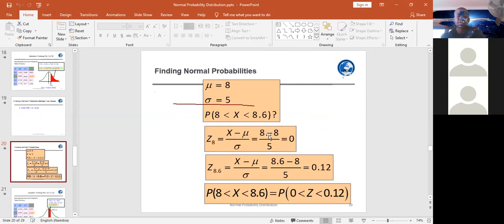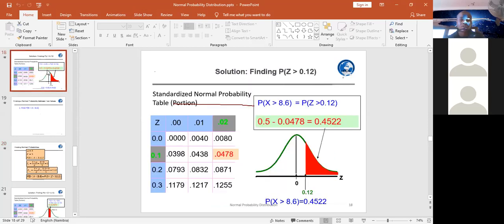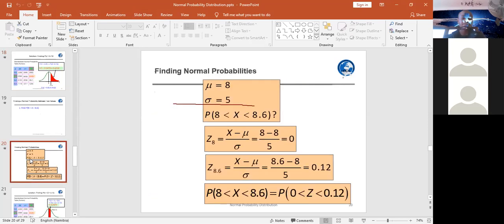So we can say 8 minus, so this one is 0. Because the random, so it's 0.00. Then 8.6 is 0.12. The good thing about this example is that we already have the answers. We know already 8, 0.12, 0.04, 0.0478.